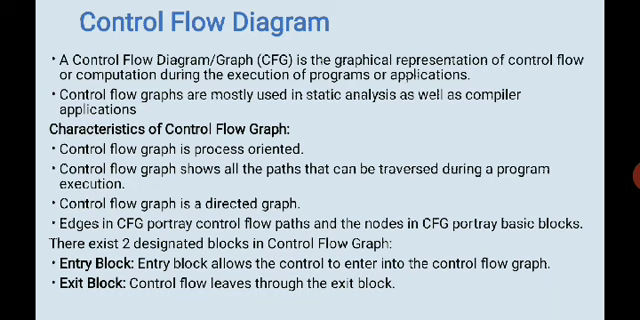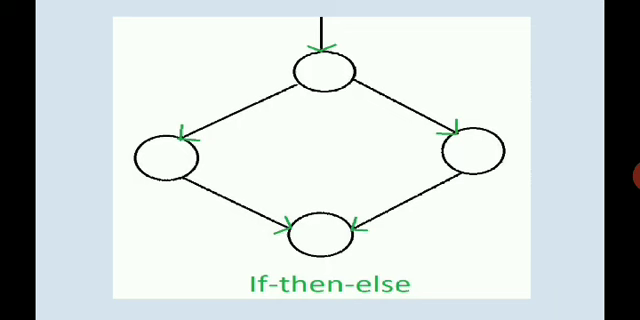So edges in a CFG portray control flow paths, and nodes in a CFG portray basic blocks, right? Edges means the arrows will only show how the control is flowing. And your basic blocks, like from one state to another, will be denoted by the basic blocks. So you'll have an entry block and an exit block. The entry block allows the control to enter into the control flow graph, and the control flow leaves through the exit block.